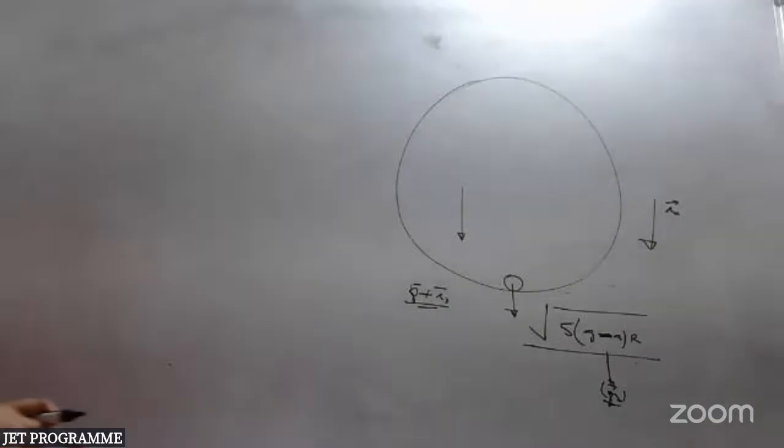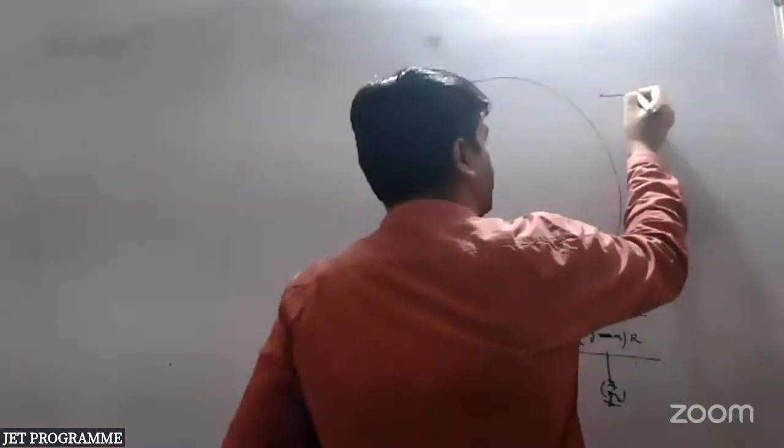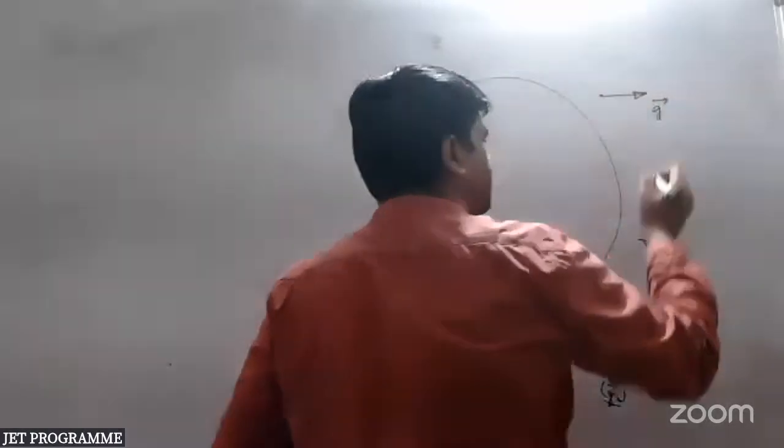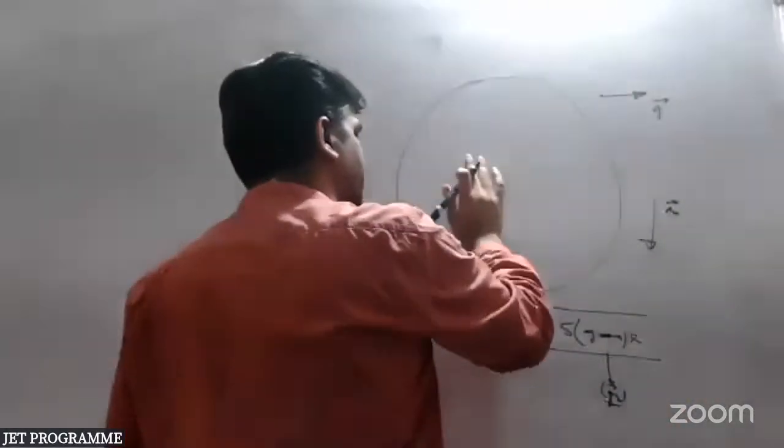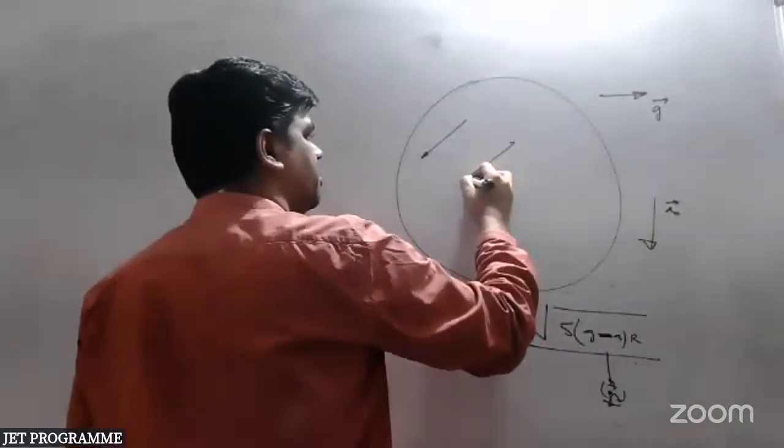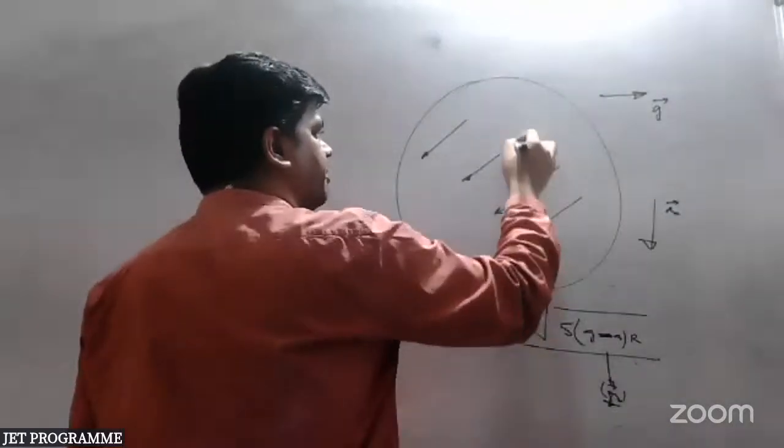All right. Now let us say its acceleration is towards right. This is very important, students. Let's say its acceleration is towards right with g. So my effective g, the effective acceleration, makes an angle of 45 degrees with the vertical.